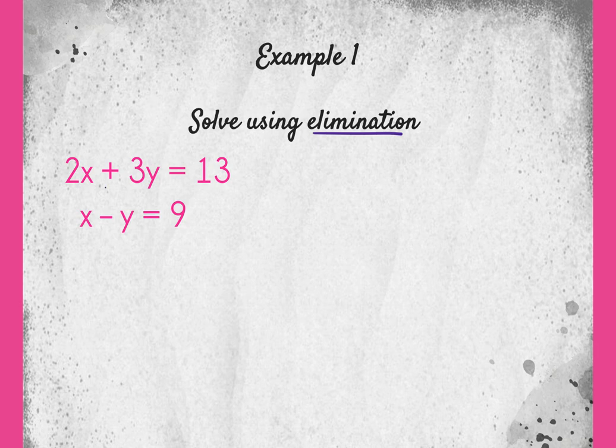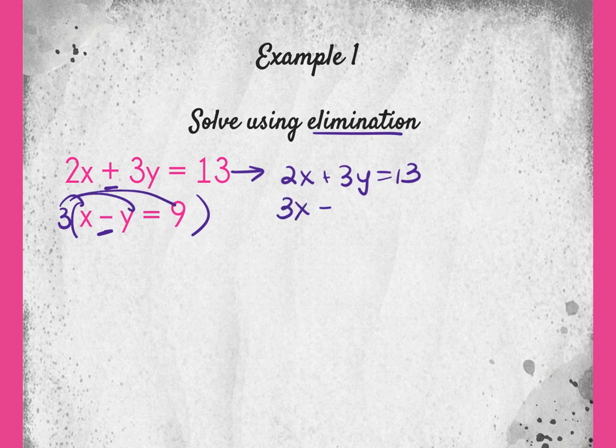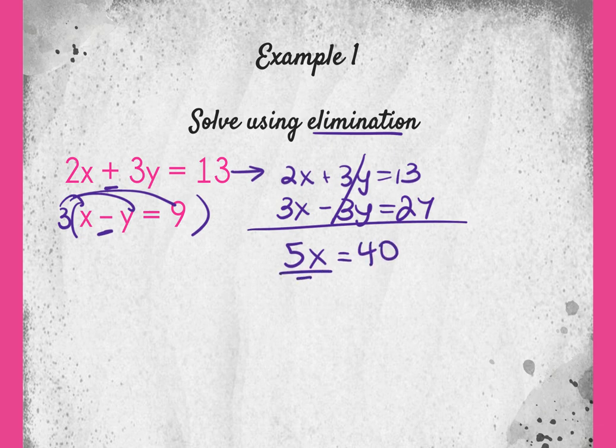So because the y's have one positive, one negative, I'm actually going to multiply by 3 in the bottom here so that we can cancel out the y's. So the top one stays the same, 2x plus 3y equals 13. And the bottom one, this 3 gets distributed to all 3 spots. So 3x minus 3y equals 27. And then we add: 5x, the y's cancel, which is what we wanted to do, equals 40. Divide by 5, and x equals 8.